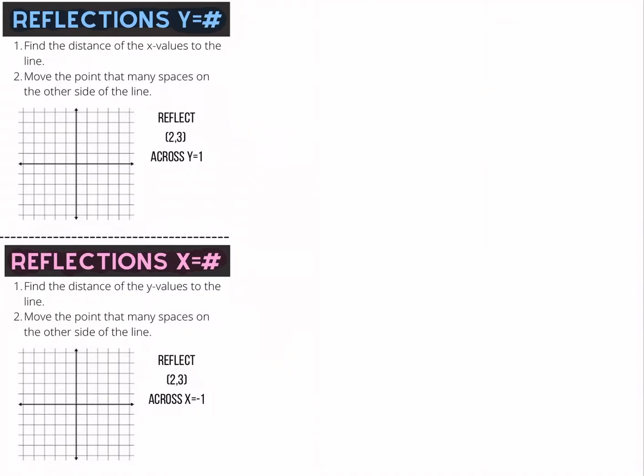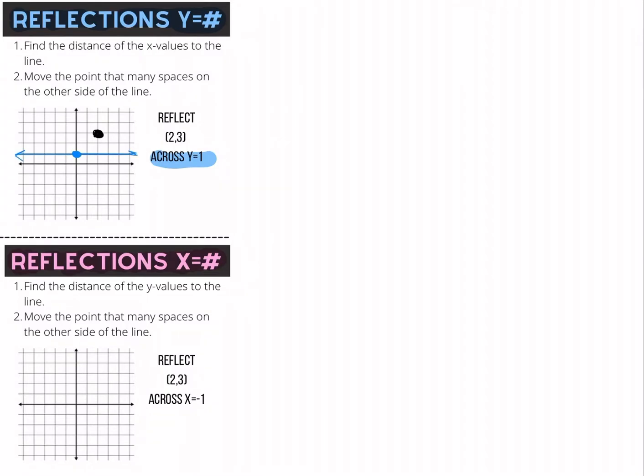So what we're going to do is reflect (2, 3). So let's graph (2, 3) across y equals 1. Y equals 1 is a horizontal line, and so it's going to be right here. Y is 1. And then that's a straight line over this line right here.